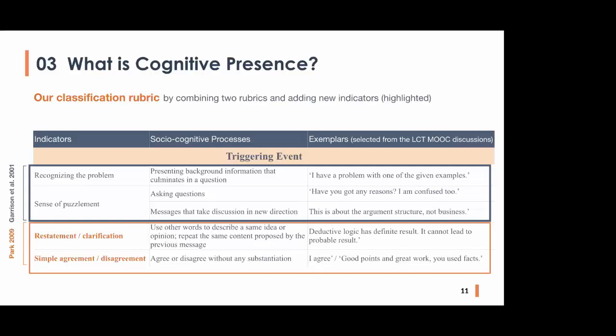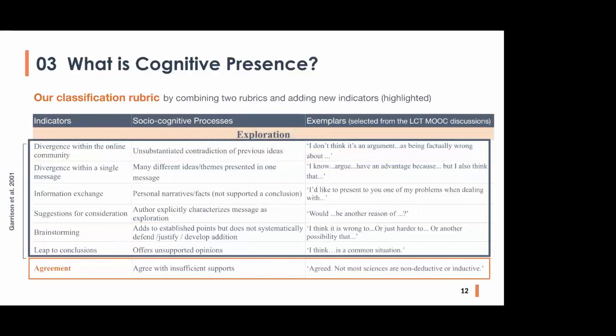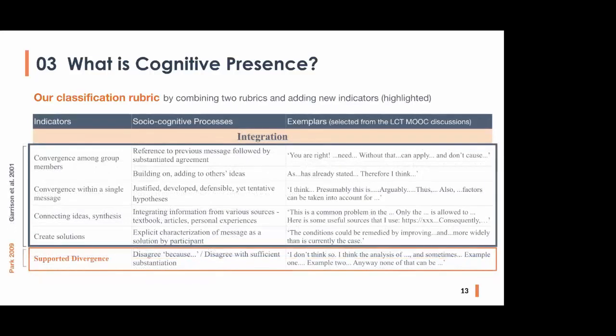So we adjusted the rubric by combining the PARCS manual classification scheme, developed in 2009, and we also summarized some new indicators from our manual classification tasks. The new version is listed on the slide. The gray parts are the original indicators from Garrison, Anderson, and Archer's scheme. And the highlighted ones, the orange ones, are either from PARCS or new indicators summarized by us. Due to the time limitation, I just briefly introduced our classification rubric. If you are interested in the details, we can talk about it later.